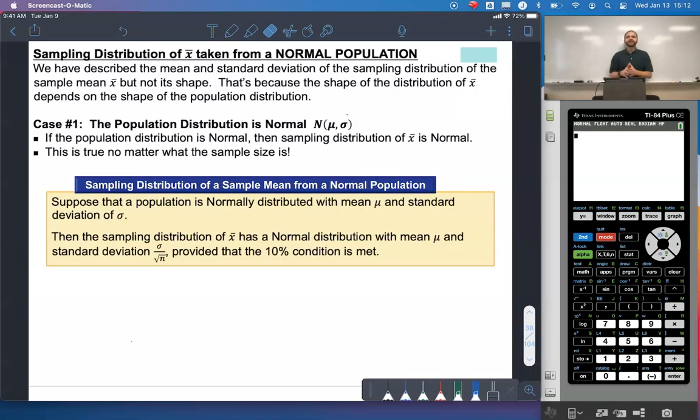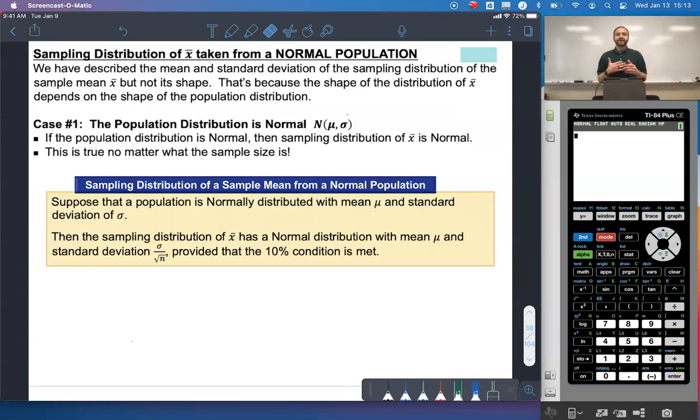All right, so with the next slide, we are looking at the sampling distribution of x bar from a normal population. There are going to be two cases analyzed with the sampling distribution of sample means, and that is case 1. Case 1 is that the population is normal. And we'll look at case 2 later on in the video. So if you have a population and it is a normal population, the shape is normal, your center is mu, your standard deviation is sigma.